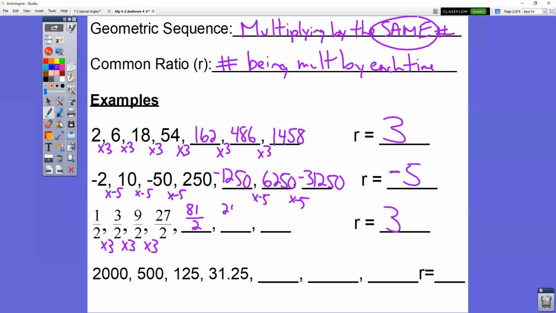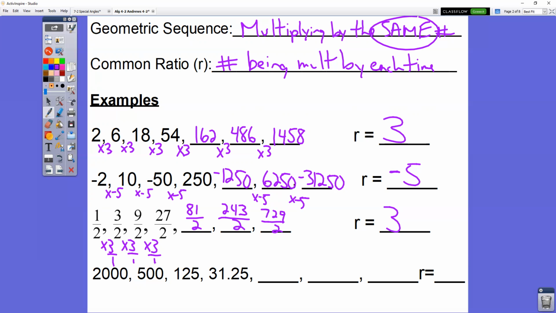Multiply that by 3, it would be 243 over 2. And then this would be 729 over 2. You could either say we're multiplying by 3 or 3 over 1. Now, be careful when the numbers go down like this next one. 2,500, 125, 31.25.